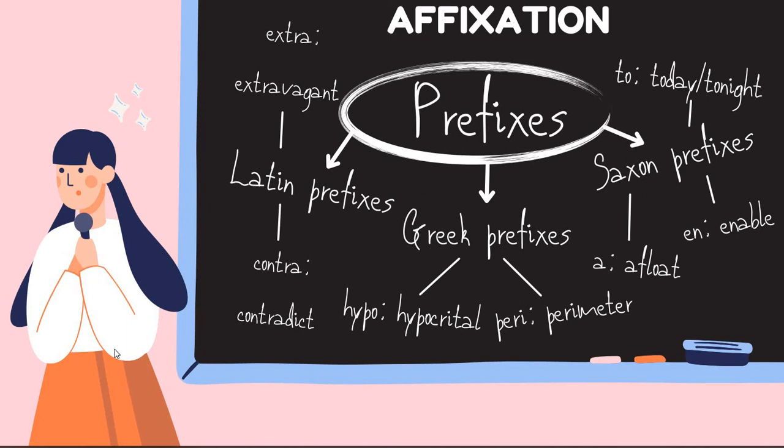And the Saxon prefixes where we have to and also we have a. For to, we have today and tonight. For n, we have enable. And for a, we have afloat.